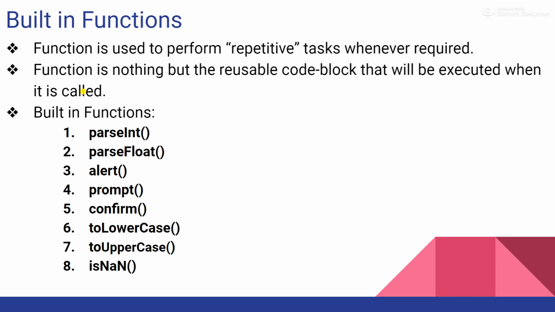Then third is alert, fourth is prompt, confirm. Now observe here toLowerCase. There are three words here: to, lower, and case. Again the same strategy, that is camel case. To is small, that is the first word. Then again a new word is starting, that is where the first letter of the new word is capital L. And again case is the third word, which is a new word. So again the first letter is capital.